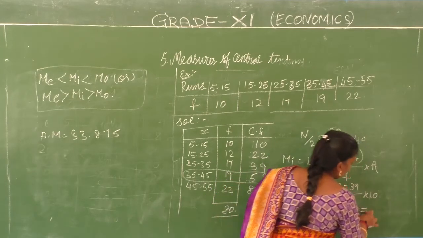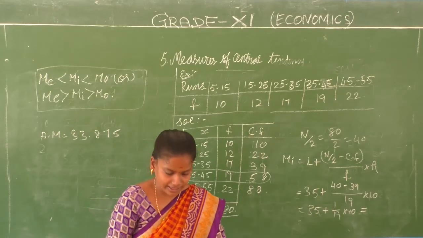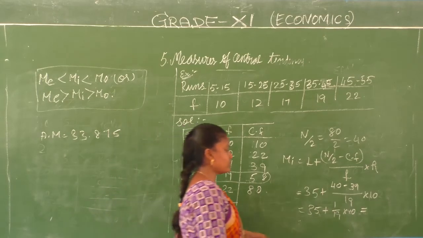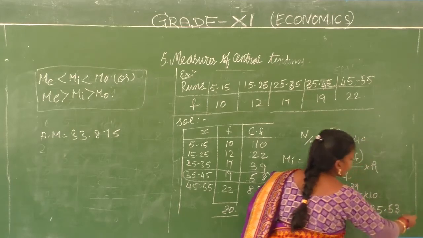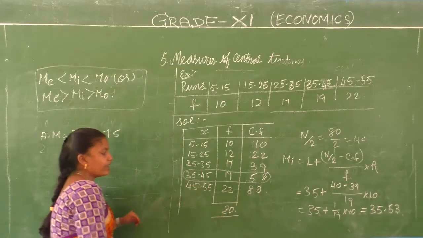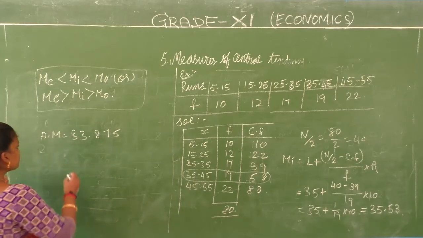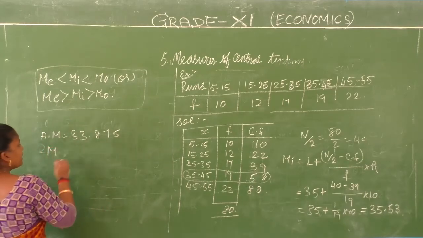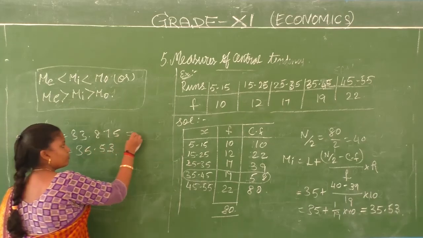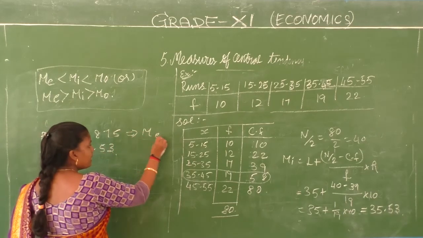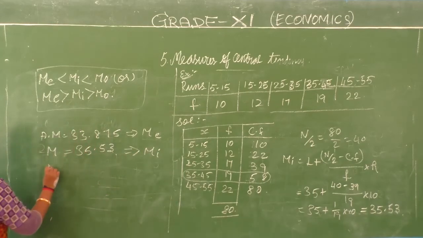When you do the calculation using a calculator, I did it with the calculator's help, so you can also use it. The value that you will get is 35.53. Okay? So what is your median value, children? 35.53. So your median is 35.53. What is this? This is your mean. This is your median.